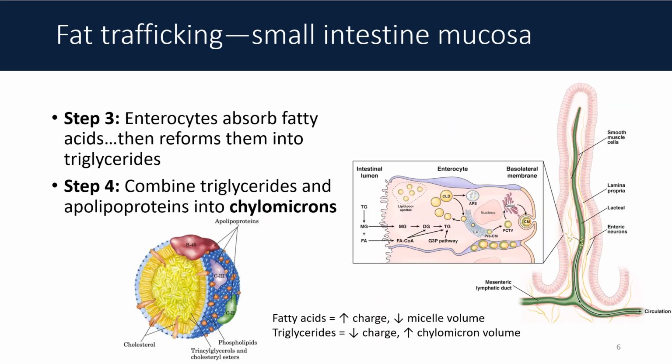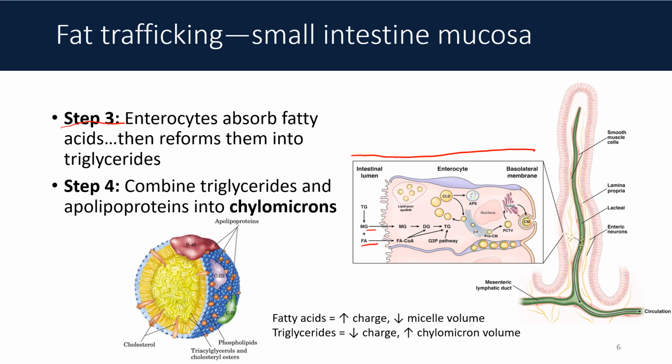The third step of fat trafficking occurs within the mucosa, or the lining of the small intestine, and cells called enterocytes are going to absorb these fatty acids that have just been released into the lumen. And once we do that, they're going to recombine them back into triglycerides. Let's follow along that process in this diagram. In the intestinal lumen, we have the bile busting apart our triglyceride globs into triglyceride micelles. Intestinal lipases are going to break that down into free fatty acids and glycerol.